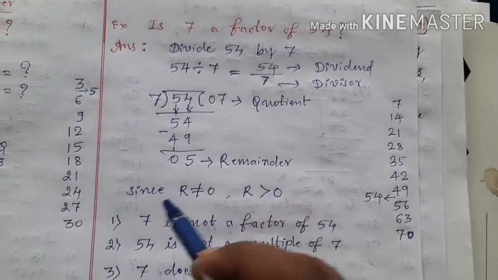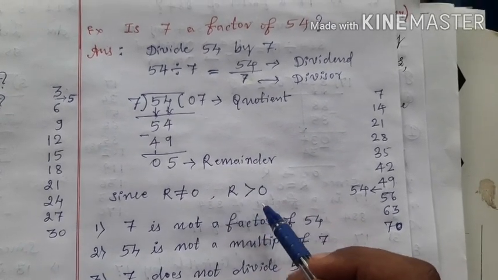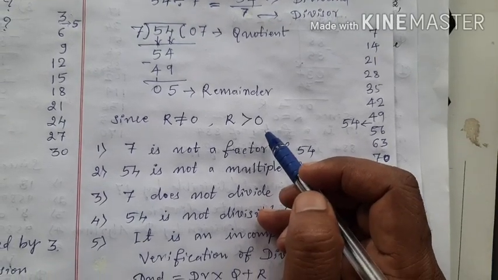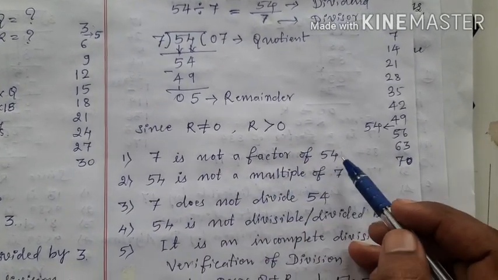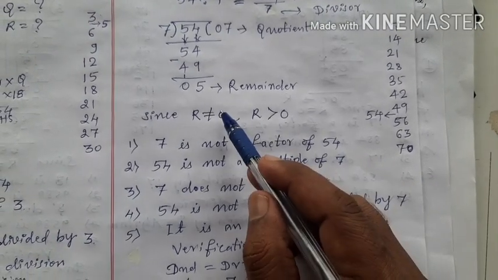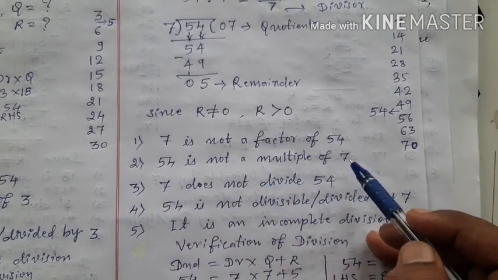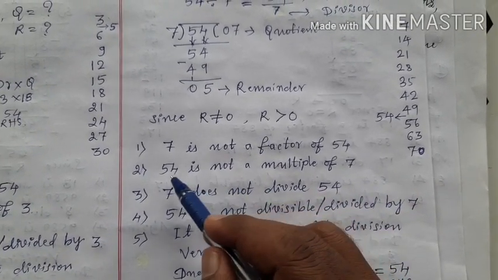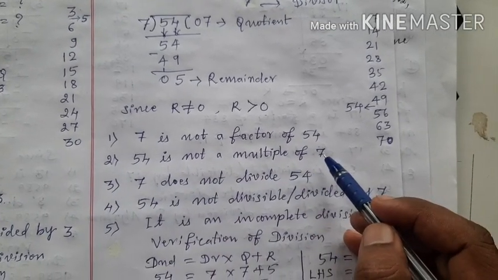Okay? Since remainder is not equal to 0 and remainder is greater than 0, I can take 5 decisions here. The first decision is 7 is not a factor of 54 because remainder is not equal to 0. 54 is not a multiple of 7. It means in the table of 7 you will never get 54. That is why 54 is not a multiple of 7.